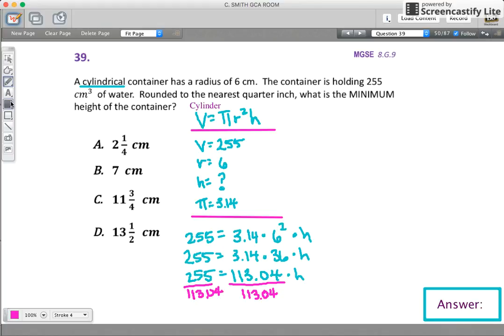All right. When we divide 255 divided by 113.04, we get 2.256 equals our height. So let's take a look and see. It says rounded to the nearest quarter inch. All right, so if we're going for a quarter inch, the nearest quarter inch to 2.256 is going to be 2.25 or 2 1/4. So our correct answer here is A.